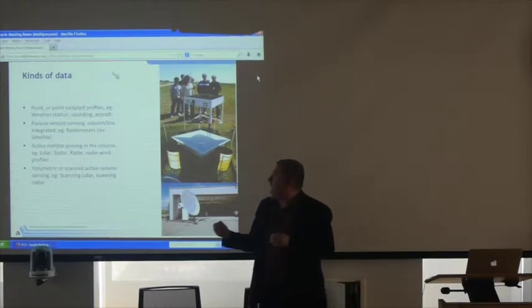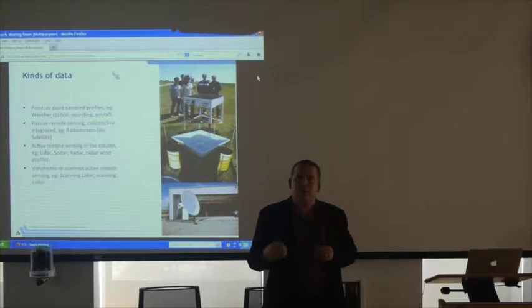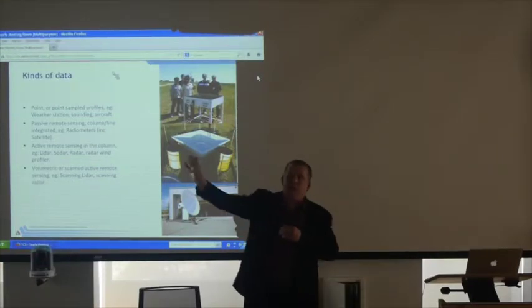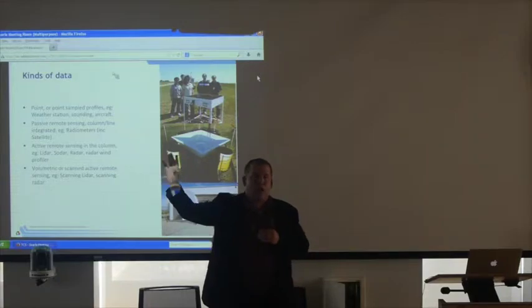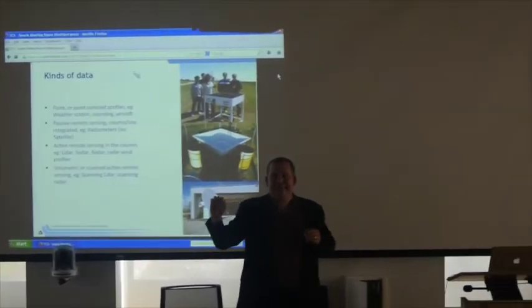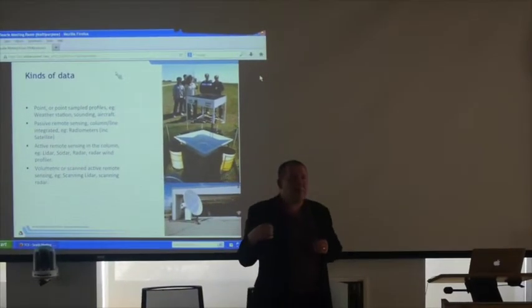Another version is active remote sensing. This is where we're no longer just relying on what the atmosphere gives us. We actually throw out some of our own radiation, let it interact with the atmosphere, and we then look at what comes back.